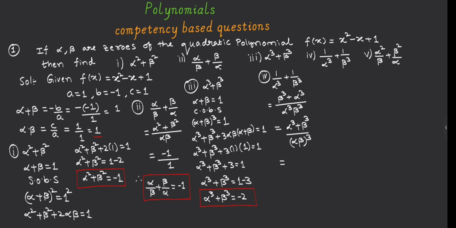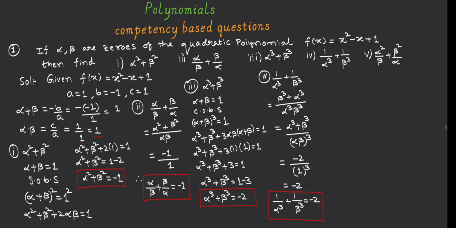Alpha cube beta cube value we already got. Alpha cube plus beta cube, we got minus 2. So we have to substitute: minus 2 by alpha into beta, which we already know is 1. So 1 cube. Finally that is minus 2 by 1, which is minus 2. So we got 1 by alpha cube plus 1 by beta cube is equal to minus 2. This is the fourth question answer.